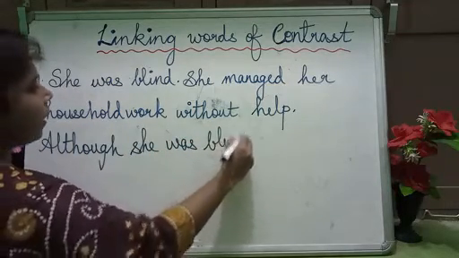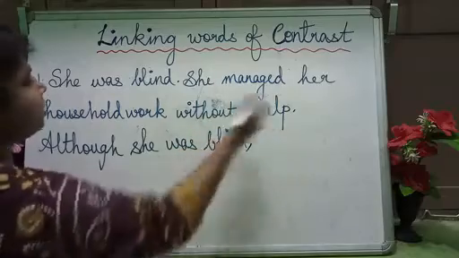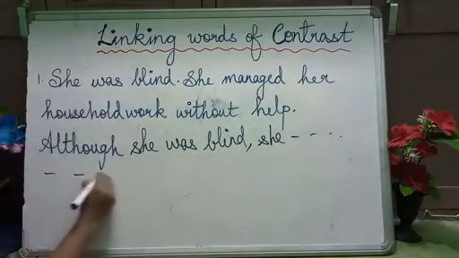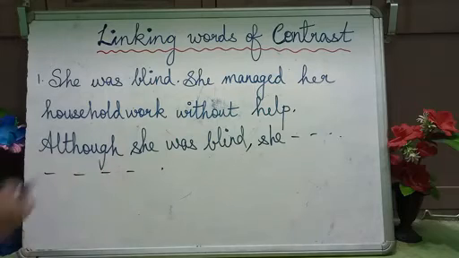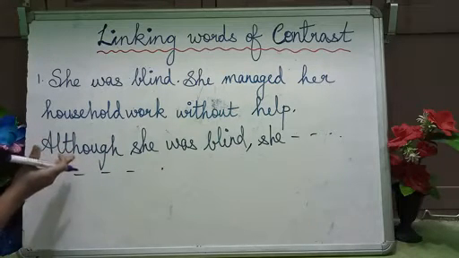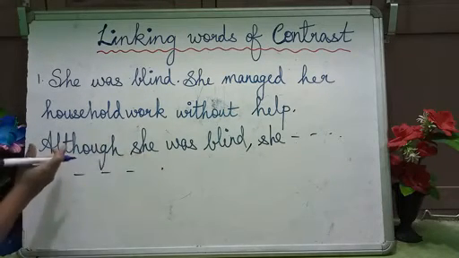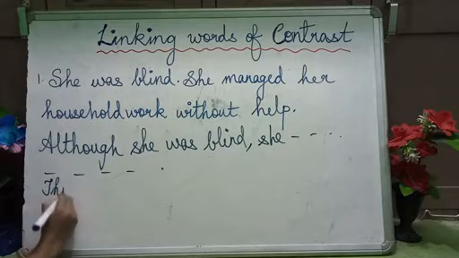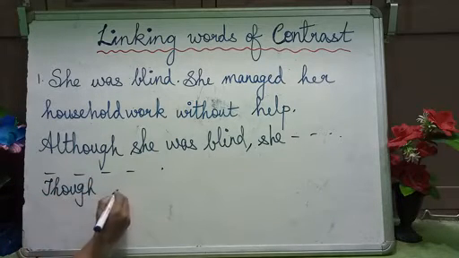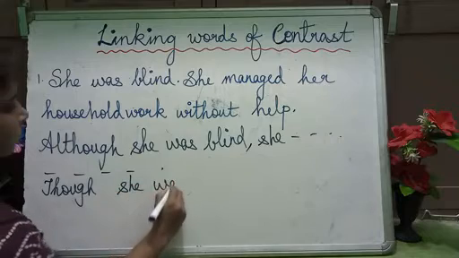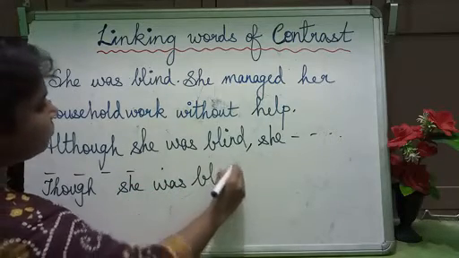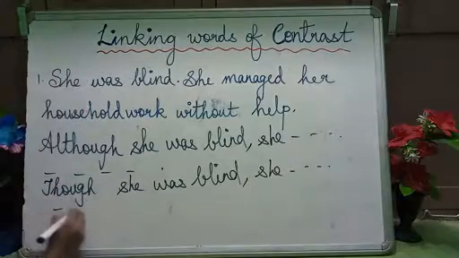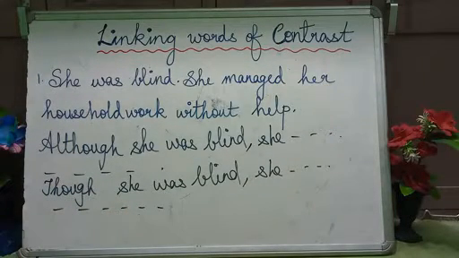Although she was blind, comma, she managed her household work without help. Okay, although and though also mean the same. So using although you have written it, and using though also you will start the same way. So though she was blind, she managed her household work without help.